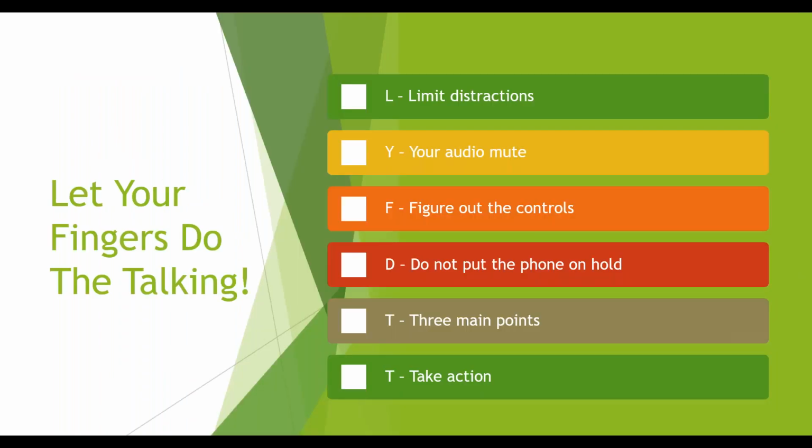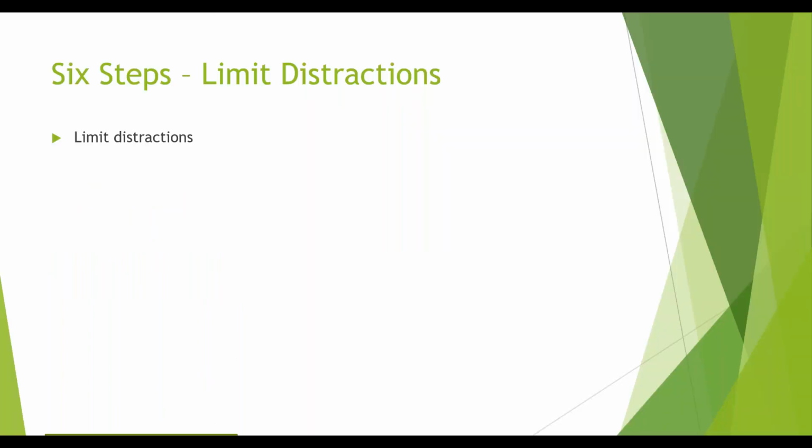The 6 components that we have will be L, limiting distractions, Y, your audio mute, F, figure out the controls, D, do not put the phone on hold, T, 3 main points, and T, take action. I'll go into each of those in a little bit more detail now.